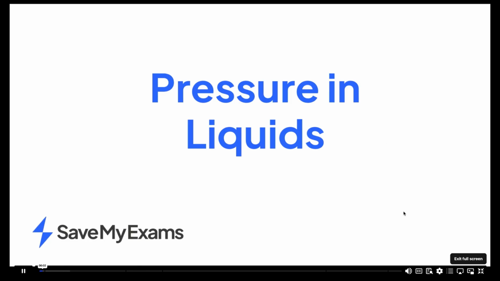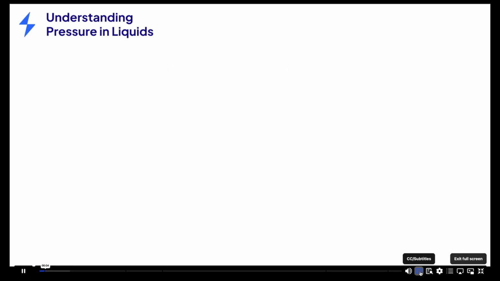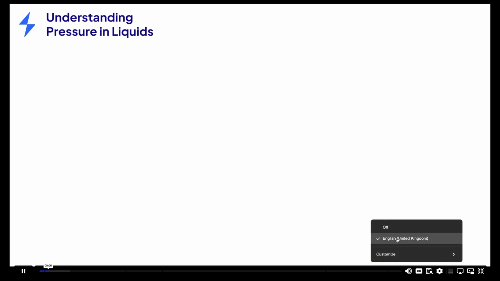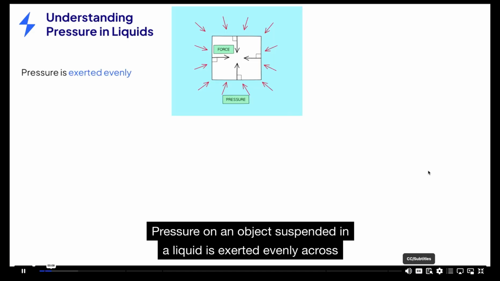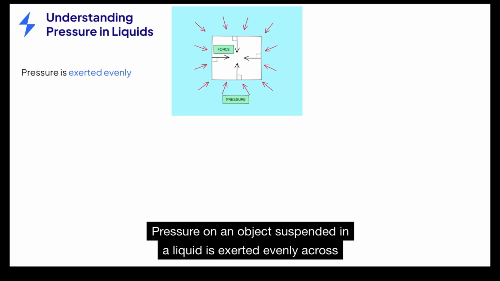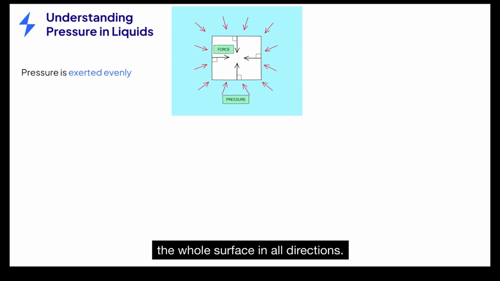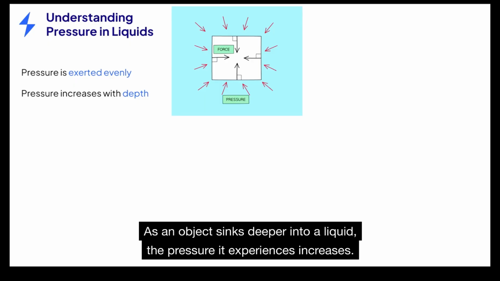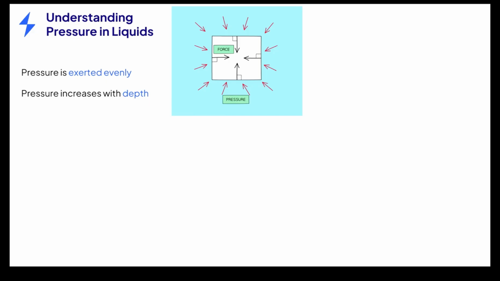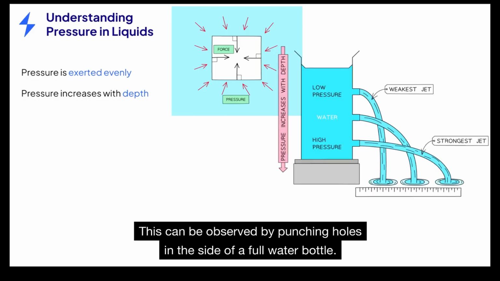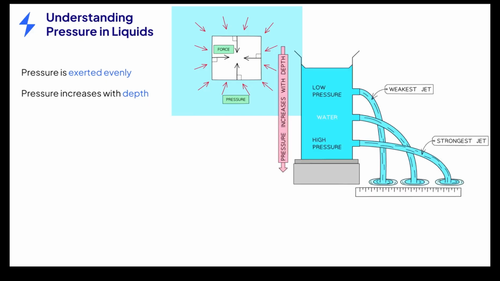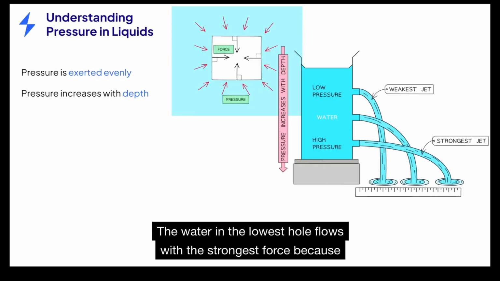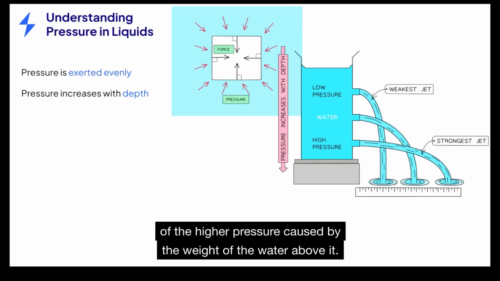This video is about pressure in liquids. There are 3 key properties of pressure in liquids. Pressure on an object suspended in a liquid is exerted evenly across the whole surface in all directions. As an object sinks deeper into a liquid, the pressure it experiences increases. This can be observed by punching holes in the side of a full water bottle. The water in the lowest hole flows with the strongest force because of the higher pressure caused by the weight of the water above it.